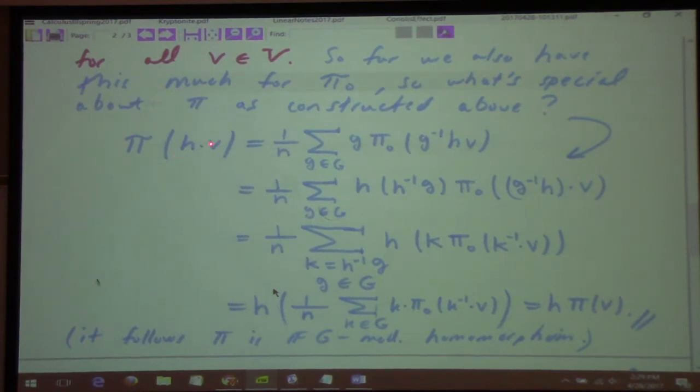H dot V. H is in the group, V is in V. So by definition, that's the sum, 1 over n, sum over G of pi, G pi naught, H G inverse HV, right? So then you do something a little bit sneaky. You multiply by H inverse over here, right? Which we can do. It's a group, right? That's the identity. Es bueno?